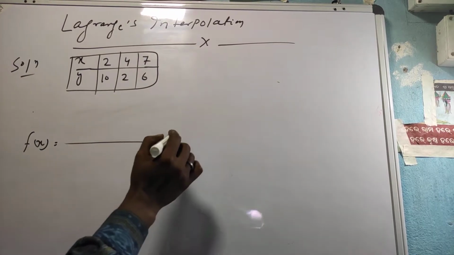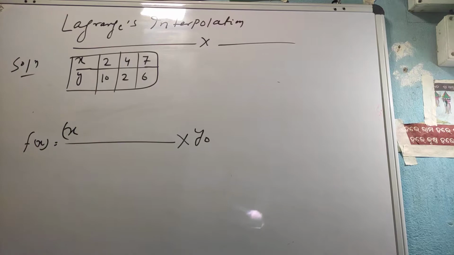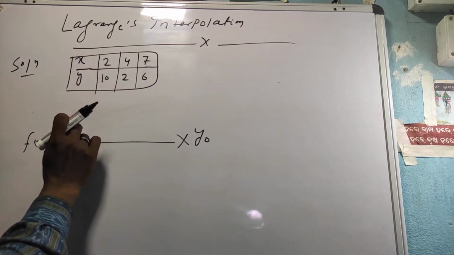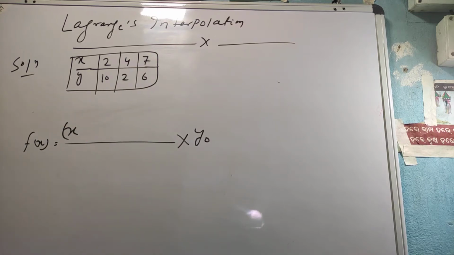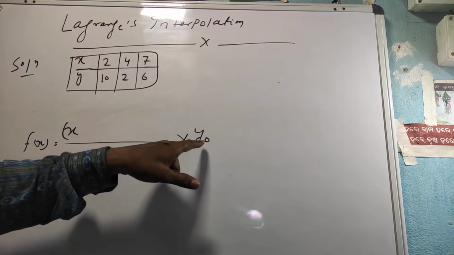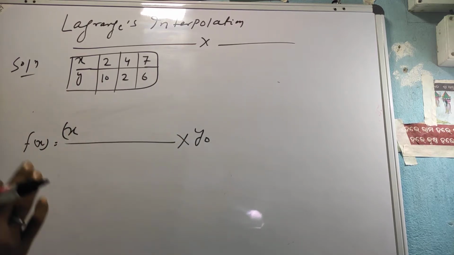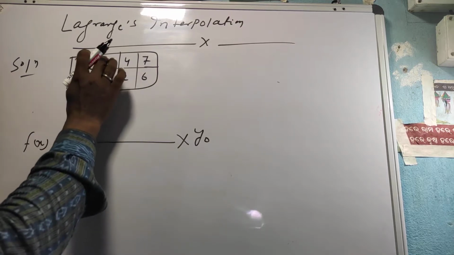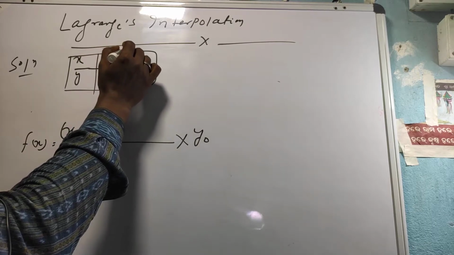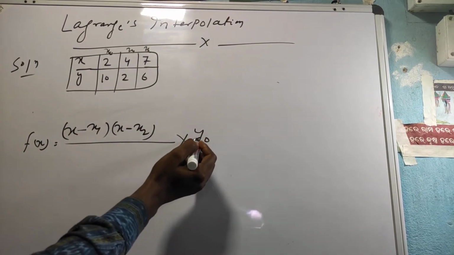First, starting with y0, we write y0. In the numerator corresponding to y0, we cannot write x0. The x term is subtracted with any other term, but never x0. So x minus x0 is not written; this is the x0 value, this is the x1 value, this is the x2 value, so we write x minus x1, x minus x2 on the numerator side.